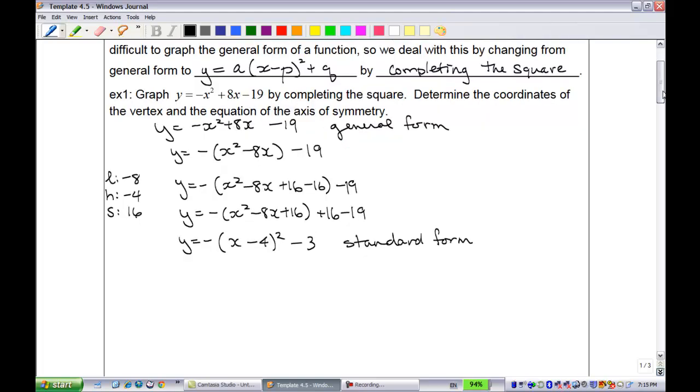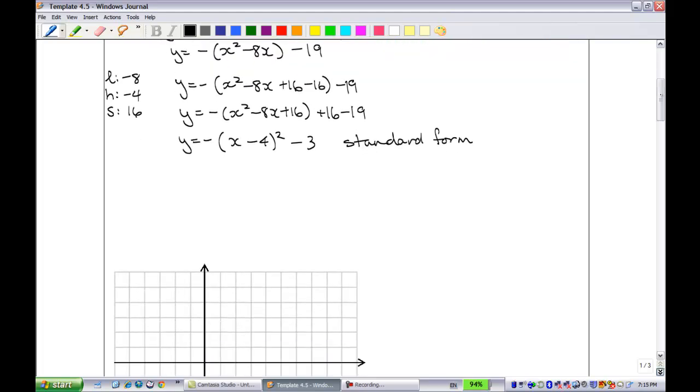Certainly from standard form, we can pick off a few pieces of information. We know the vertex has to do with that p and q value. In this case, the vertex would be (4, negative 3). And the axis of symmetry, if we recall, is an equation of the form x equals. It's a vertical line, and it has to do with the location of the x-coordinate of the vertex. So we have an axis of symmetry of x equals 4.